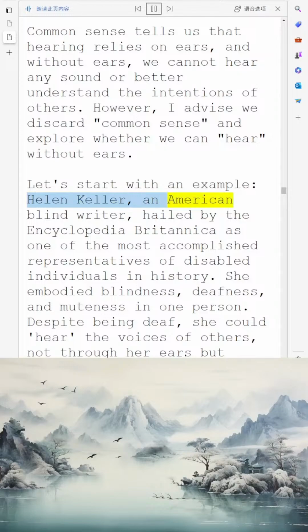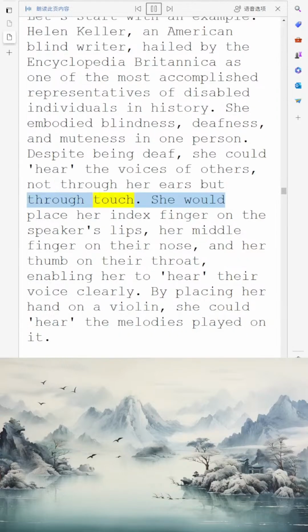Helen Keller, an American blind writer, hailed by the Encyclopedia Britannica as one of the most accomplished representatives of disabled individuals in history. She embodied blindness, deafness, and muteness in one person. Despite being deaf, she could hear the voices of others, not through her ears but through touch. She would place her index finger on the speaker's lips, her middle finger on their nose, and her thumb on their throat, enabling her to hear their voice clearly. By placing her hand on a violin, she could hear the melodies played on it.